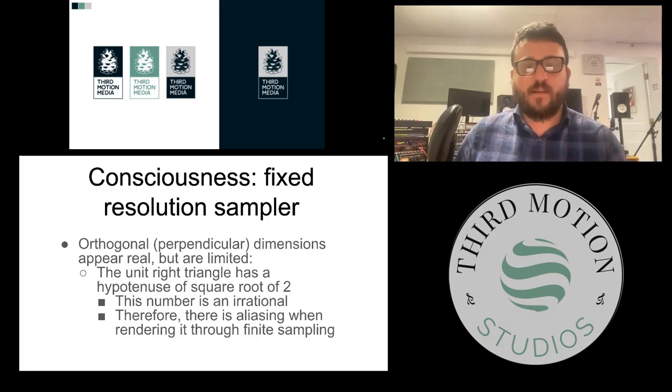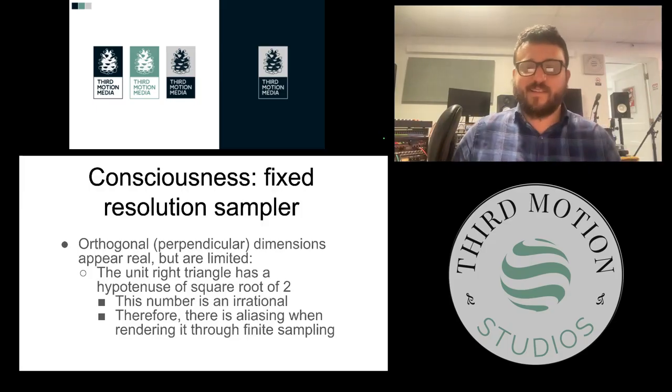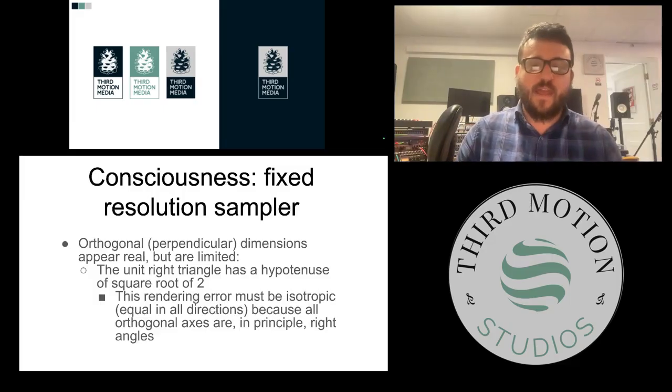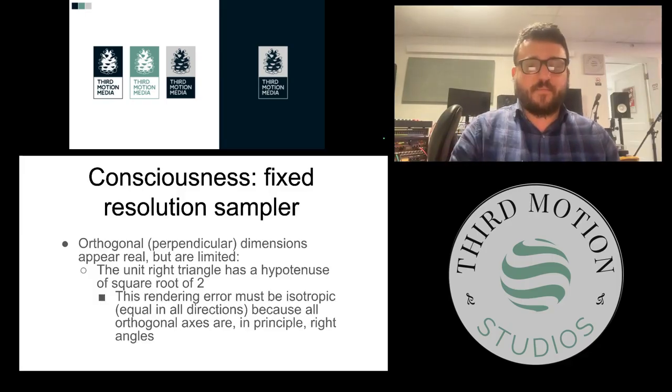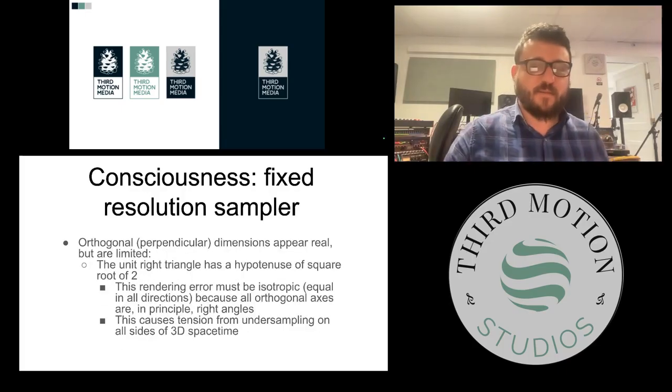The unit right triangle, though, has a hypotenuse of the square root of 2, which is an irrational number that goes on forever, so it cannot be faithfully represented, and so you get aliasing there when rendering it through our cognition. And the unit right triangle has a hypotenuse of square root of 2, so it can't look to us actually perpendicular. There must be error, and that error must be on all sides since the perpendicular angles are on all sides. In principle, they're supposed to be right angles, but they're not in our experience. That's why we have space-time curvature.